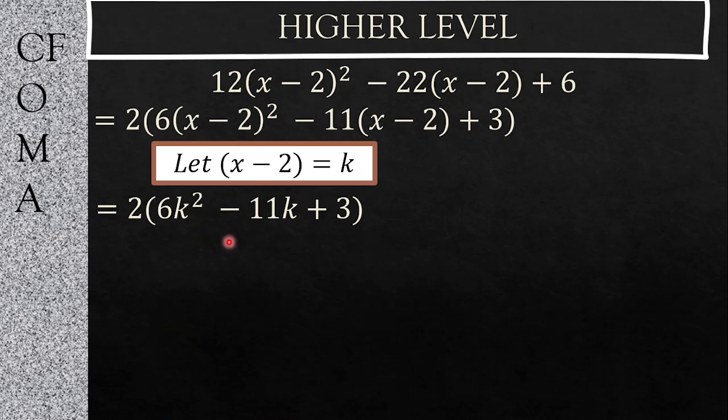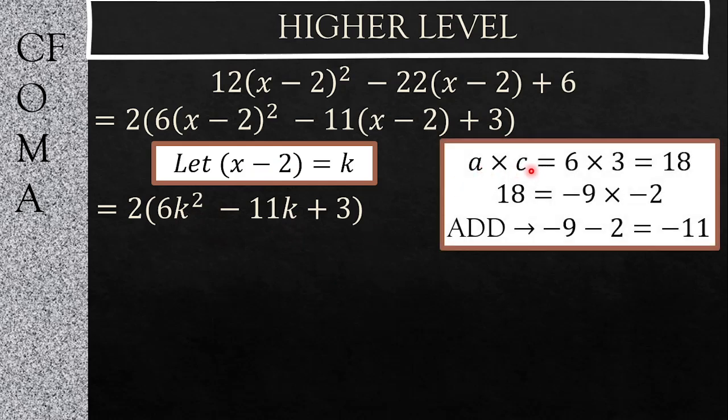So much simpler. Now, we already know that x minus 2 is k. It simplifies it down so much. Trinomial. Great. A times c is 6 times 3, 18. Now, what two numbers multiply to 18? We also have to remember that two negative numbers multiply to get a positive number, because that's what we're looking at here. If I have a 9 and a 2, they both need to be negative so that I can add them together to make this negative 11. And that works out perfectly.